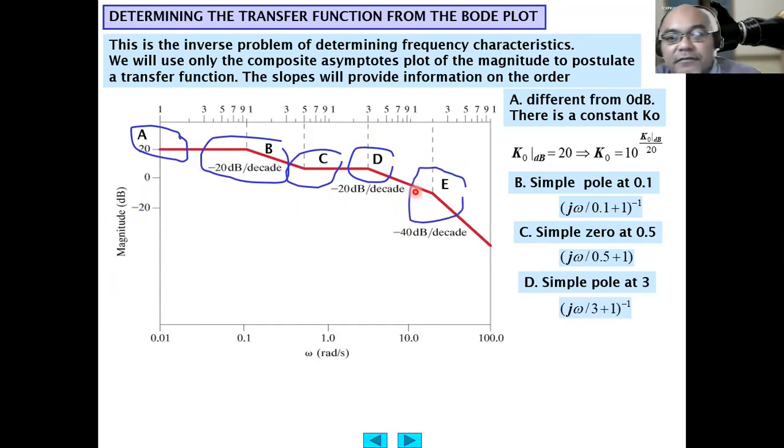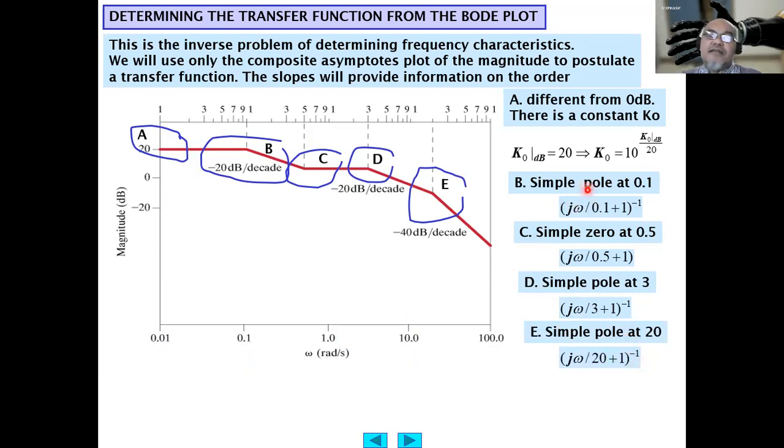Then finally, we have another break at how many? 20 radian per second. Now it decreases further from minus 20 decibel per decade, it becomes minus 40 decibel per decade. So it adds minus 20 decibel per decade. So it should be another simple pole at 20 radian per second. So it becomes (j omega divided by 20 plus 1) inside parentheses power minus 1.